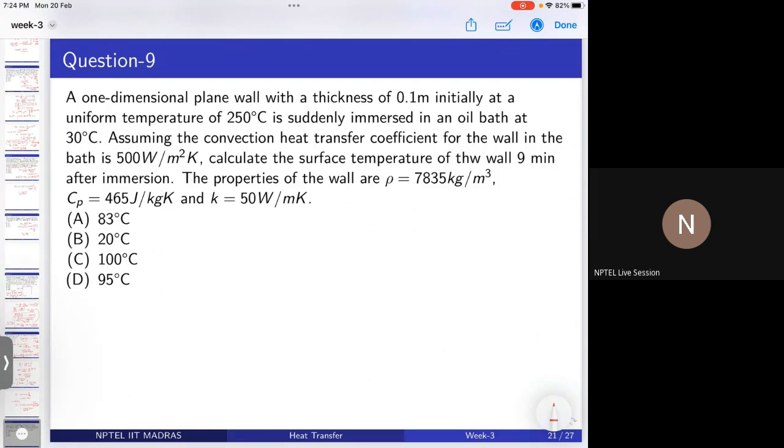So we have a one-dimensional plane wall with a thickness of 0.1 meter, initially at a uniform temperature of 250 degrees Celsius, suddenly immersed in an oil bath at 30 degrees Celsius. Assuming the convection heat transfer coefficient between the wall and the bath is 500, calculate the surface temperature of the wall 9 minutes after immersion.